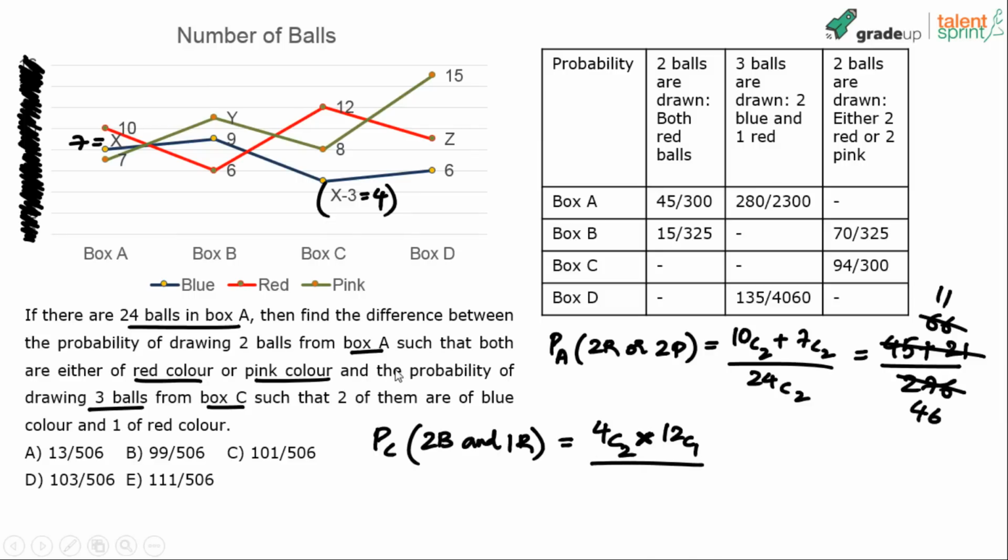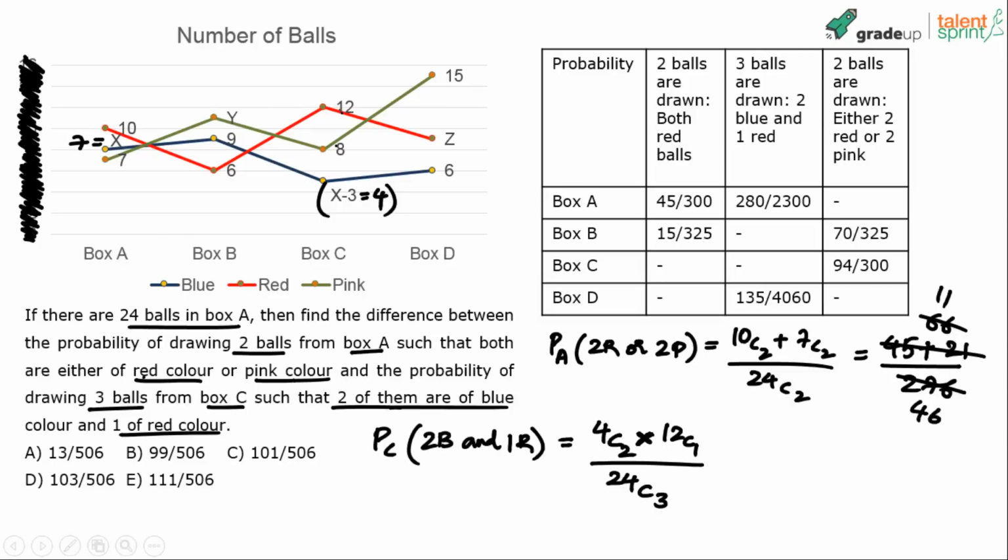Divided by total. Total how many balls are there? 12 plus 8 is 20. 20 plus 4, 24. 24C3. Remember, 3 balls have been drawn. With respect to box A, it was about 2 balls, either both red or both pink. With respect to box C, it is about 3 balls, where 2 are blue and 1 is red.